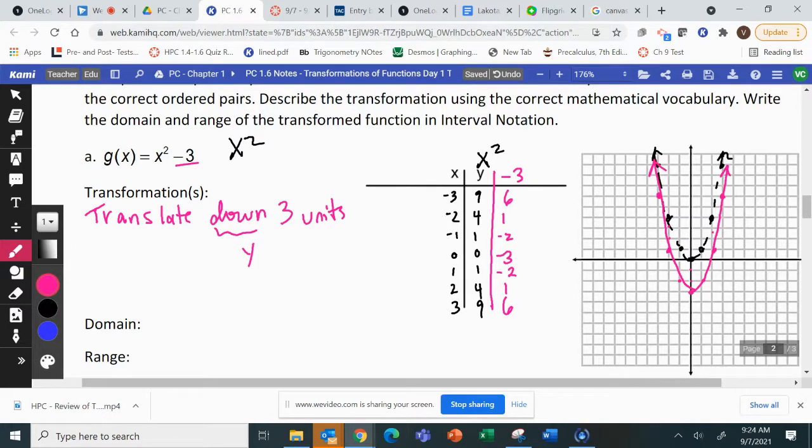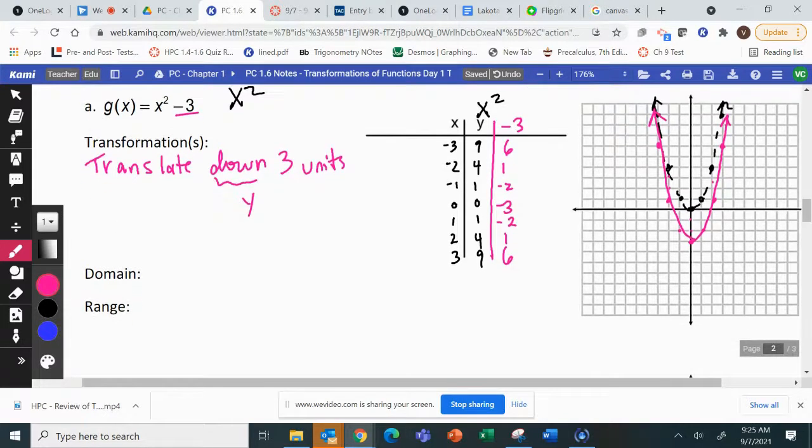Okay, on Thursday, Friday, you were supposed to watch that video about what's called interval notation, and do a graphing assignment and just write your domain and range in interval notation. So I'm going to go over that now as well.